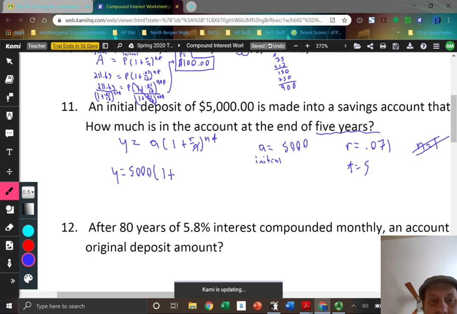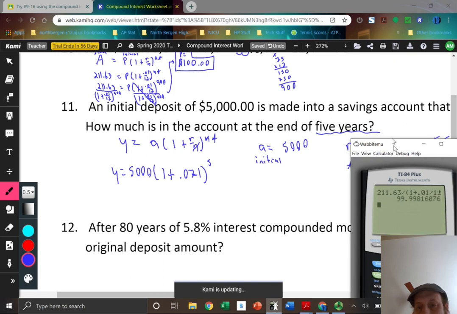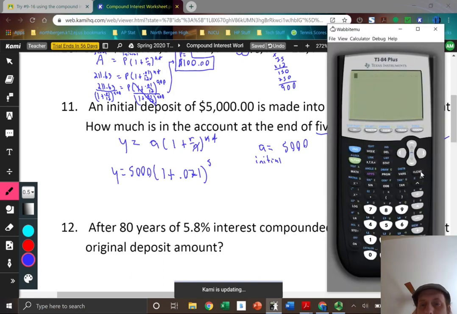Now, again, we don't need the n here because n is 1. So we're just going to say r is 0.071 to the t power. T is 5. All right, so nice and easy here. So we'll just go ahead and do it on our calculator. By the way, I did give the link to this calculator simulator if you want to use it.